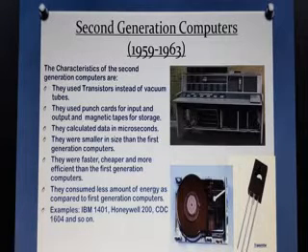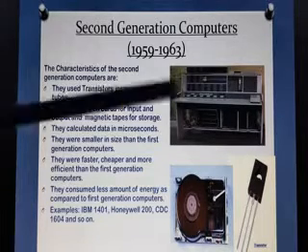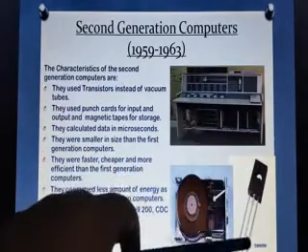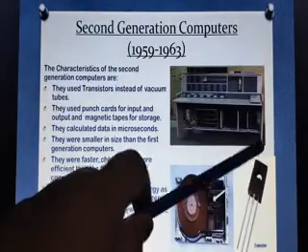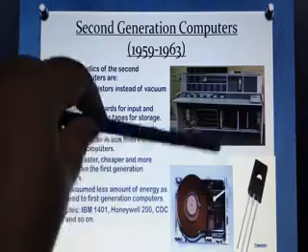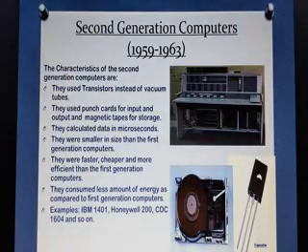Now we are going to discuss the second generation computers. The period of second generation computers was from 1959 to 1963. The basic technology used in this generation was transistors. Here we can see the picture of a transistor. This is a transistor, and it was used in the second generation computers.